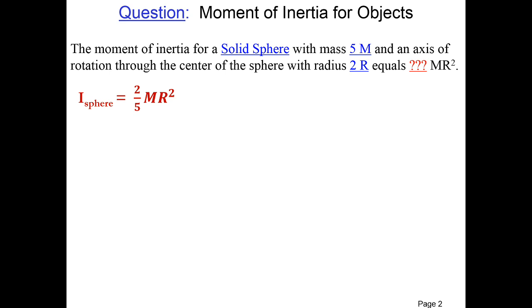The thing that tends to trip people up in questions like this is that the radius here is 2r, so the square of the radius is 4r squared. The r variable contains a number, so you need to square it as well. You need to square the 2 as well. So if we want to solve this, our moment of inertia is 2/5 times mr squared, so that becomes 2/5 times 5m times 4r squared. So the moment of inertia here is 8mr squared.